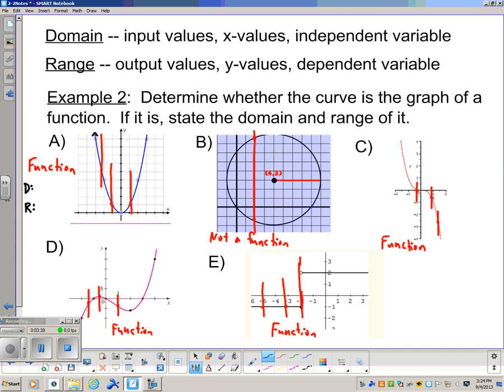If these go on forever and ever, and if there are arrows at the end, any x values will work. I can put 0, positive values here, negative values here. It goes on forever, so I'm going to say all real numbers.